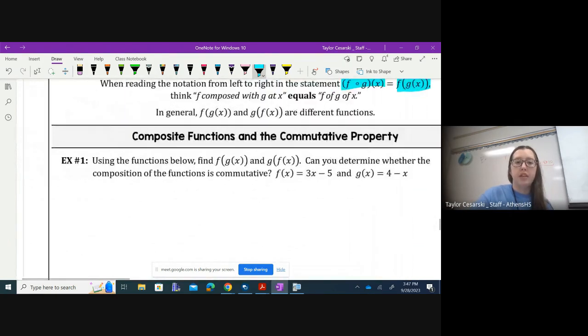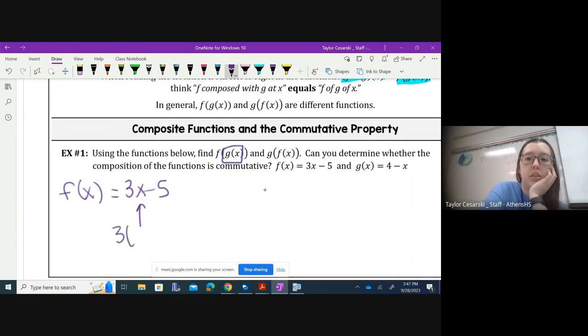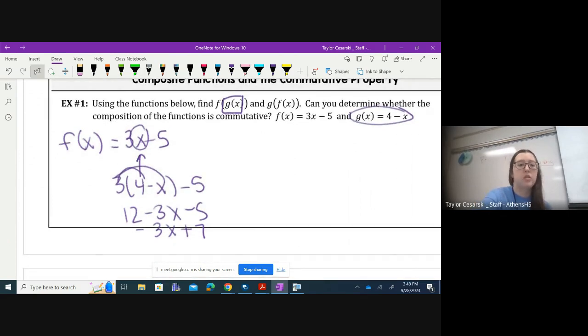So f of g of x means, what am I plugging in to the f function? I am plugging in g of x. So we know f of x is 3x minus 5. So if I'm plugging in g of x, I would do 3 times (4 minus x) minus 5. Again, instead of x, I'm putting what g of x is. I can distribute this, 12 minus 3x minus 5, and get negative 3x plus 7, or 7 minus 3x. So that is f of g of x.